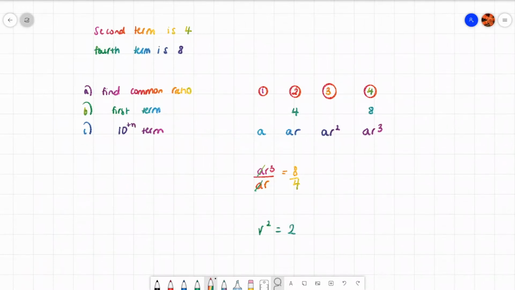If R squared is 2, how do I work out what just R is? I have to square root. So the common ratio is square root 2. Okay, and that's my answer for that one. The common ratio is square root 2.